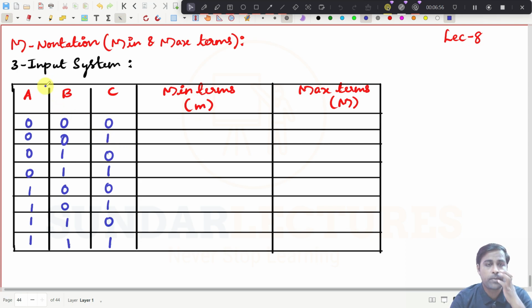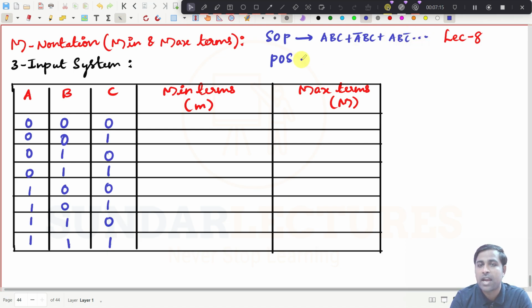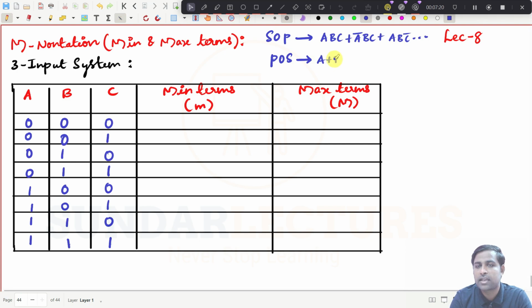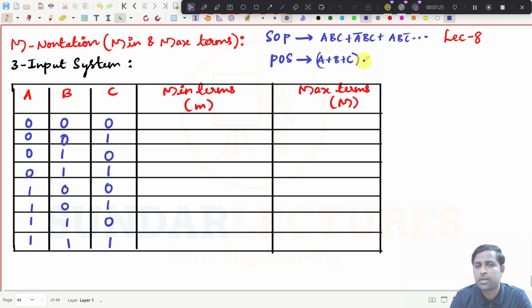And now you have to write, maybe you have SOP and then you have POS, right? So in SOP, how will you write the terms? It will be ABC and then plus A bar BC and then you will write like this, right? ABC bar, it will go on. And if it is a POS function, then you will write A plus B plus C and then this whole term dot A bar plus B plus C, like this, right?